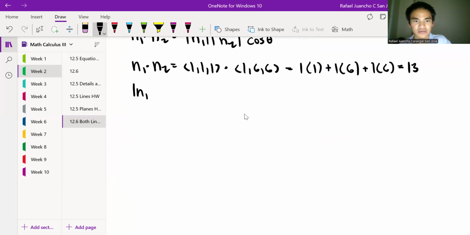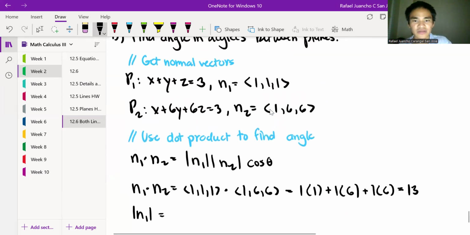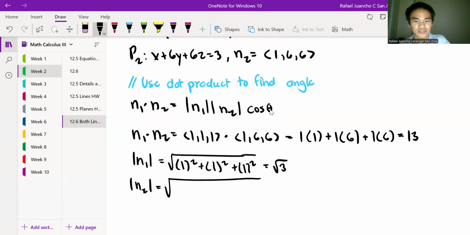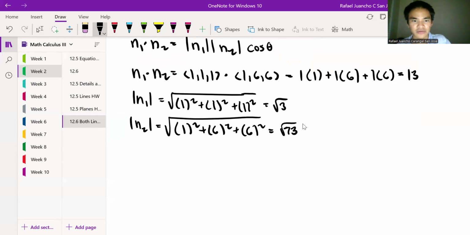Okay, the magnitude of the n1 vector: square root of 1 squared plus 1 squared plus 1 squared, so we get square root 3. Then we have n2, which is (1, 6, 6). So 1 squared, 6 squared, 6 squared. Double 36 is 72, plus 1 is 73. Okay, now I just plug in everything.